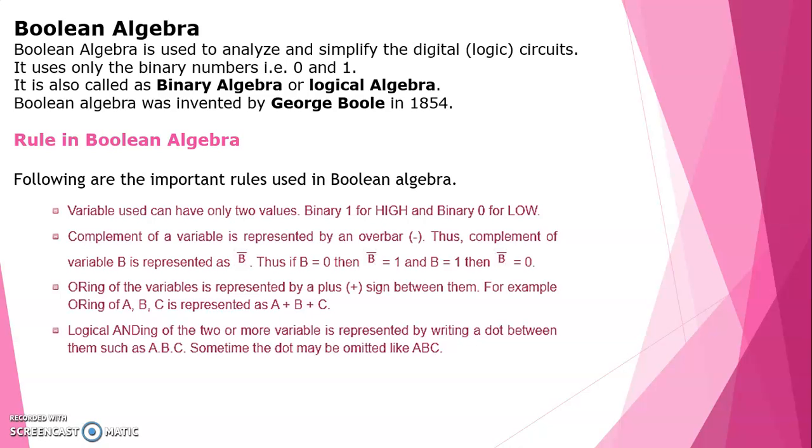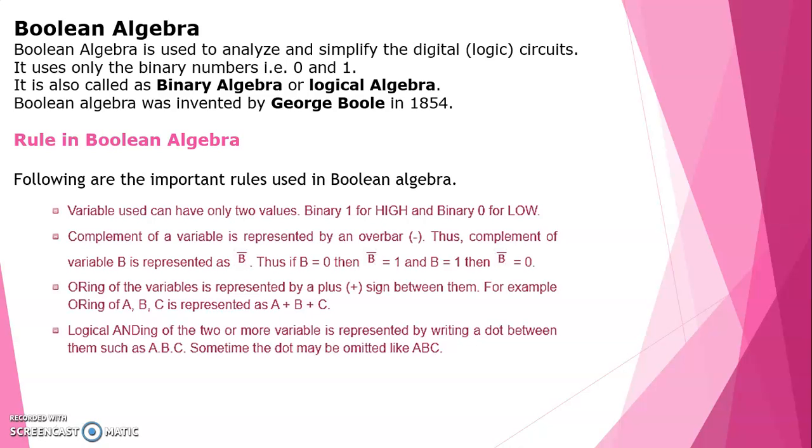Some rules in Boolean algebra. First, a variable can have only two values: binary 1 for high and binary 0 for low. The complement of a variable is represented by a bar over it. The complement of a variable B is represented as B bar. If B equals 0, then B bar equals 1. If B equals 1, then B bar equals 0.